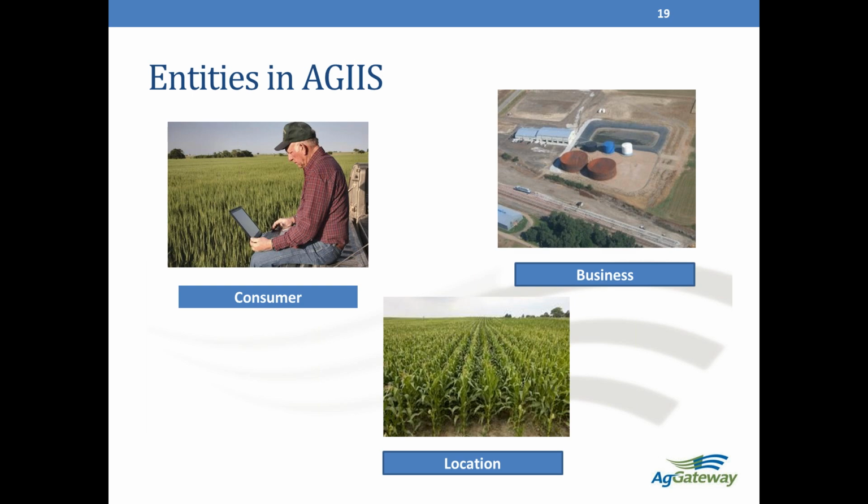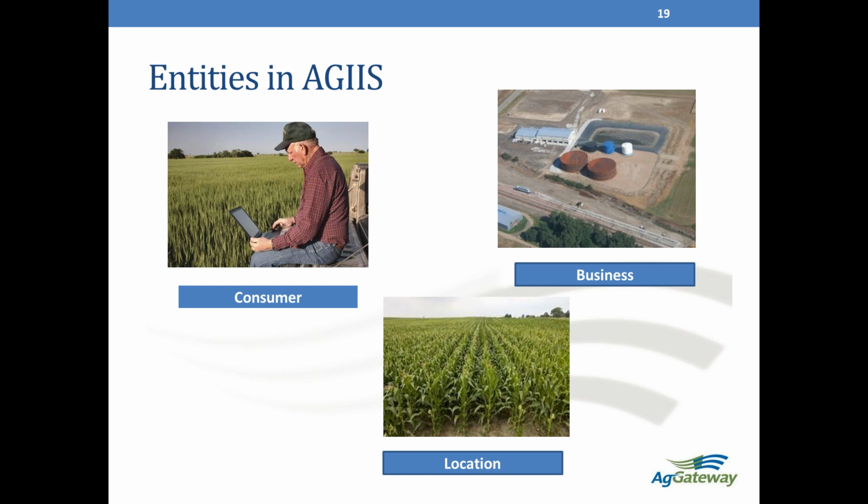So as we're talking about entities in AGIIS, I wanted to give you a real visual of what they look like. As you can see, the top picture on the left-hand side here is a typical consumer that might be in the AGIIS database. He is a grower or a farmer that maybe raises wheat. It could be canola, it could be soybeans, and he does business with some of the trading partners.